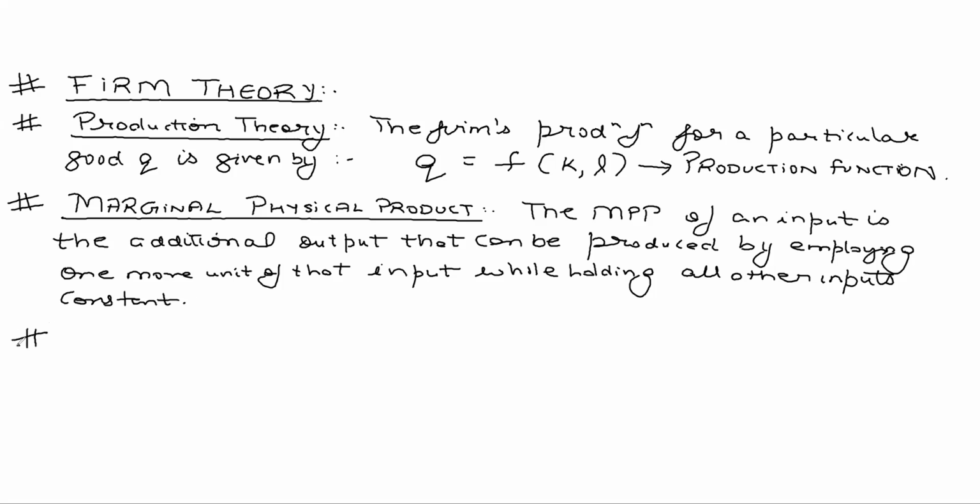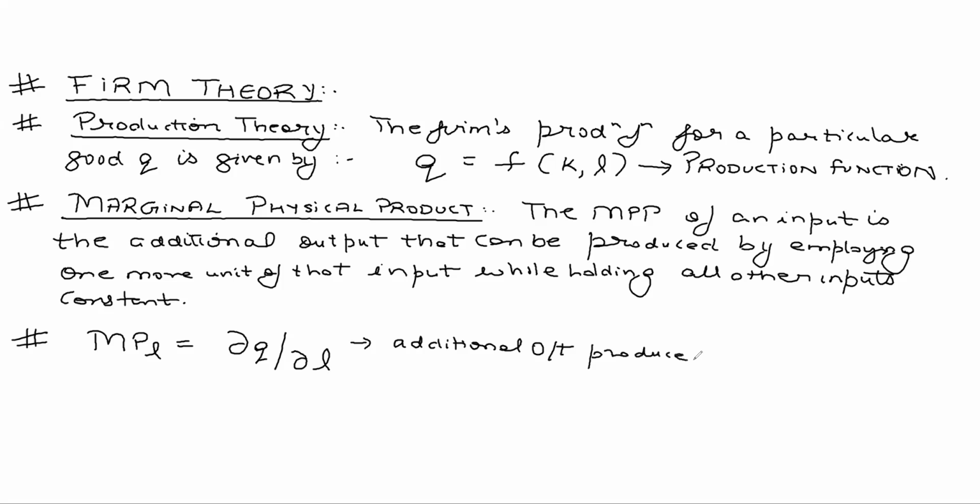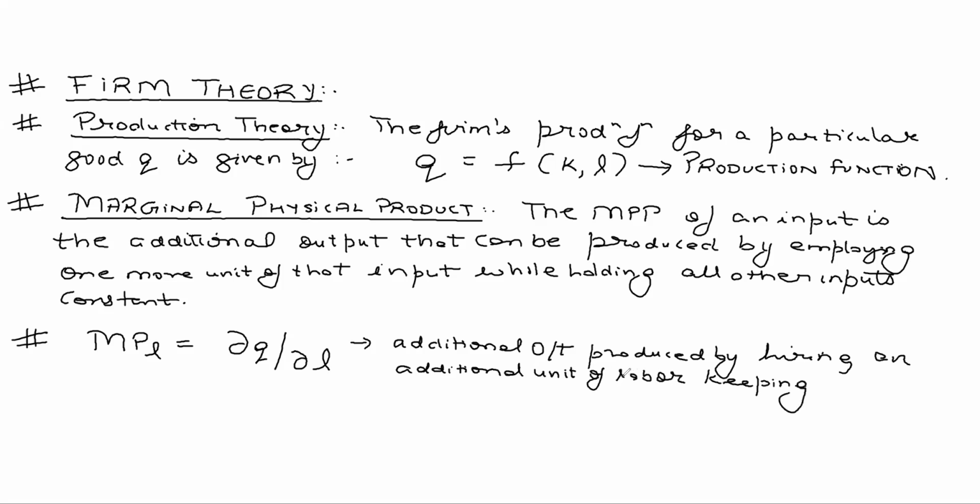So if I mathematically find MPL, the marginal physical product of labor, it is nothing but del Q by del L. This is the additional output produced by hiring an additional unit of labor, keeping capital fixed.